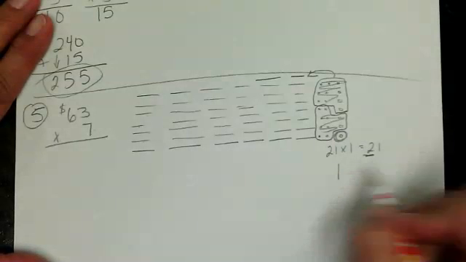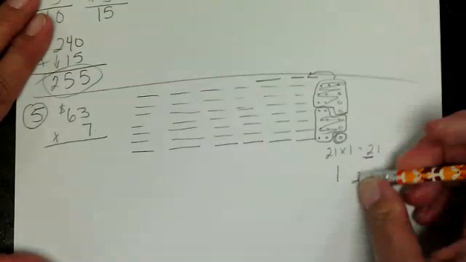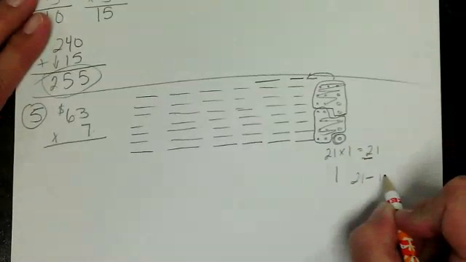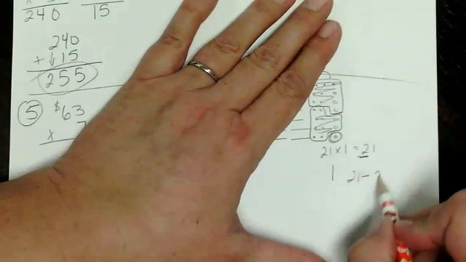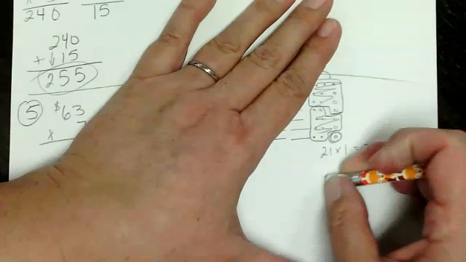I have 1 because I did 21 minus 20 equals 1. That's how many ones I have left over.